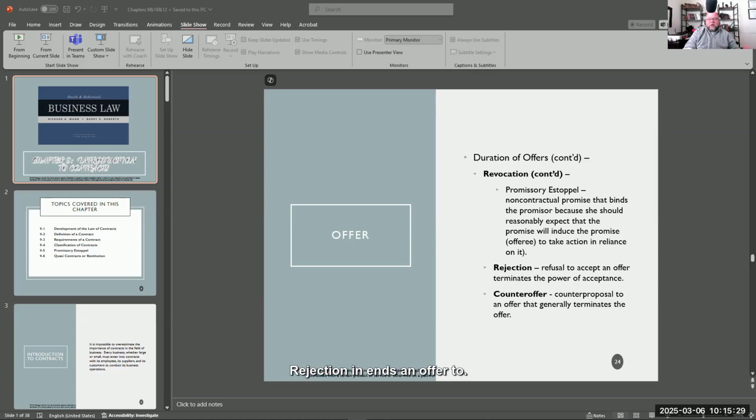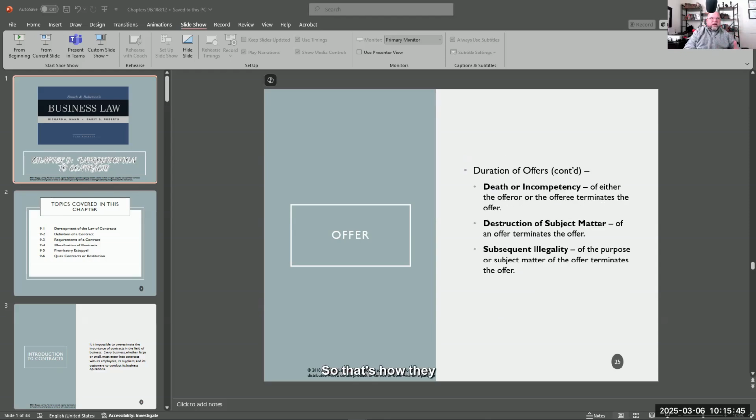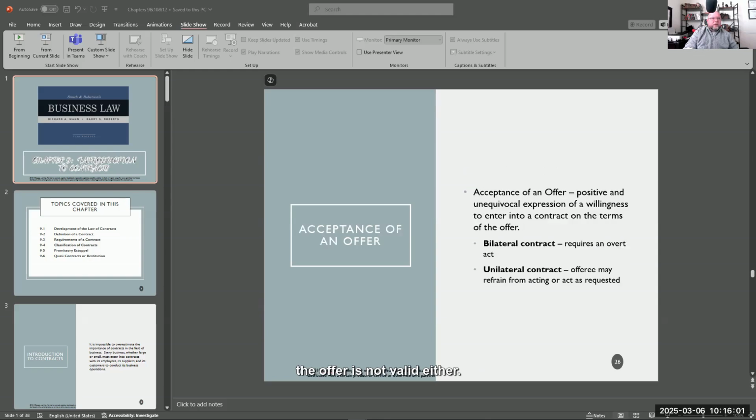Rejection ends an offer too. When the party who the offer is made to rejects that offer, that terminates the offer because we're not moving forward with it. If they make a counter offer, then that also terminates the original offer. So that's how they would go away. Death or incompetency of either the offerer or offeree will terminate the offer. Destruction of the subject matter is also a termination of the offer. And if it's illegal, the offer is not valid either.